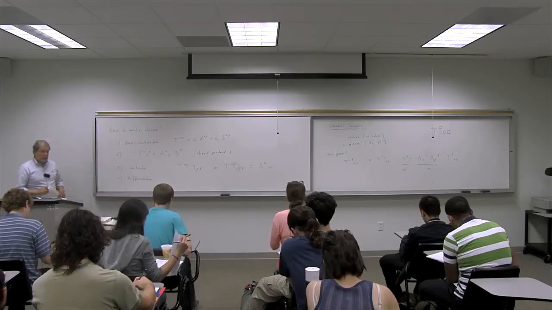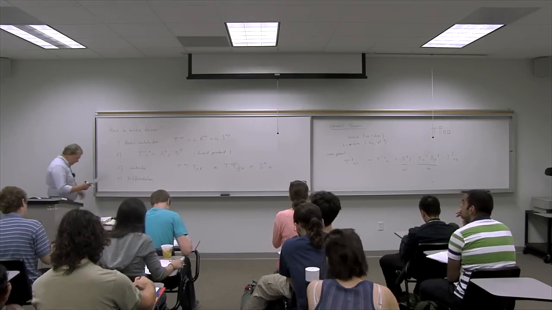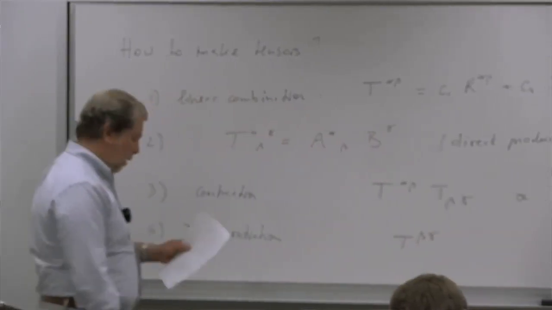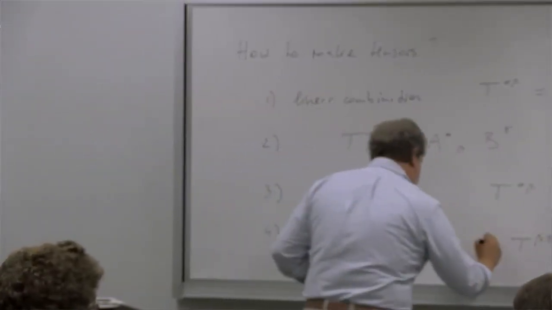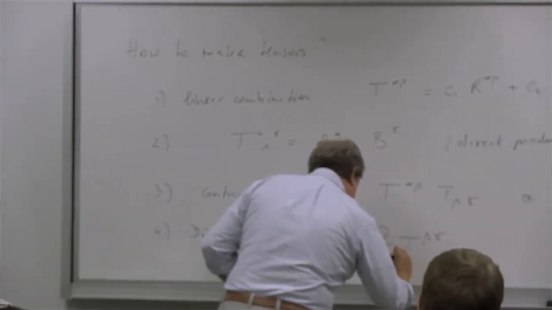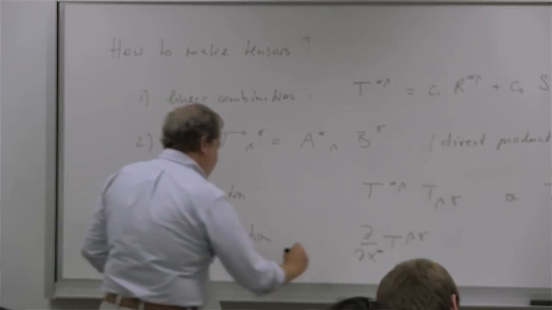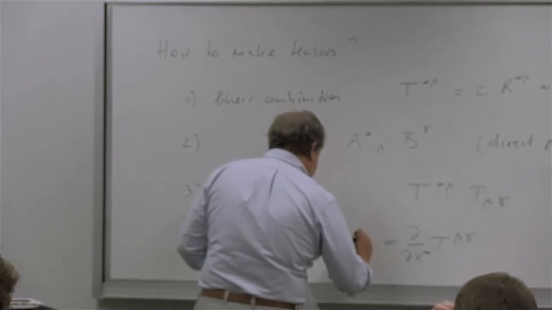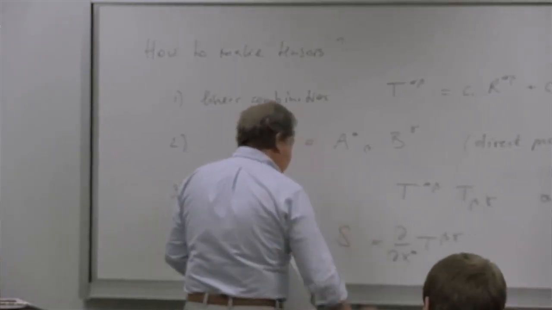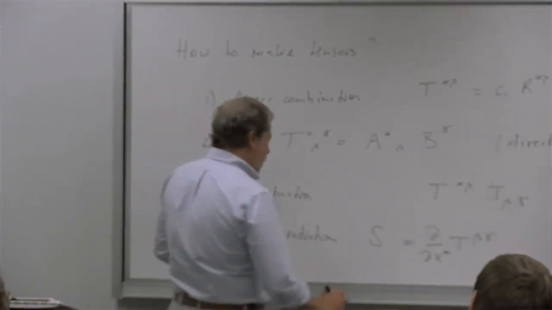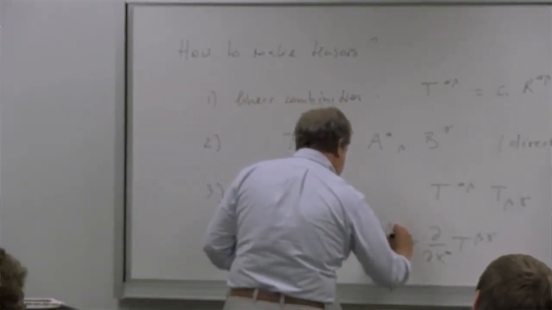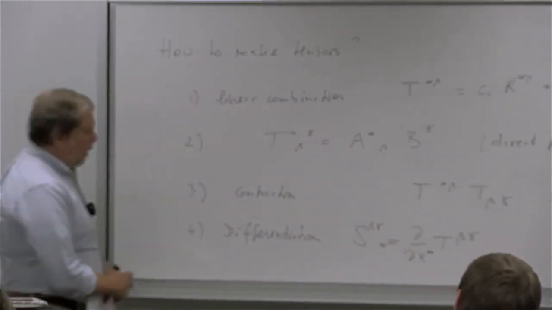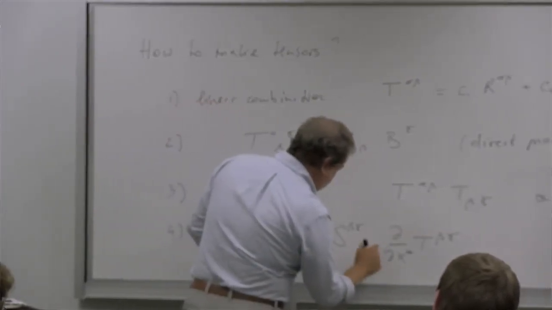Differentiation is an important aspect of this. We can take T beta gamma, and we can take the derivative with respect to x alpha. This will give us a new object, which we can either call by the same name, or perhaps better to use a different name for it, which we call S, which has an index beta and an index gamma, which is upstairs, and an index alpha, which is downstairs. And so this will also be a tensor.